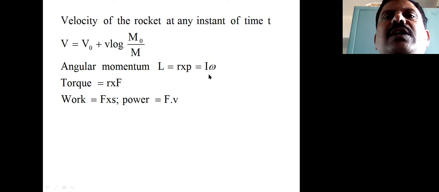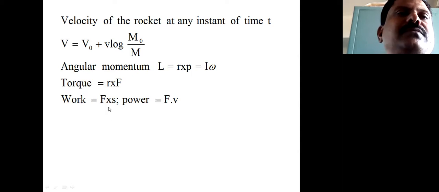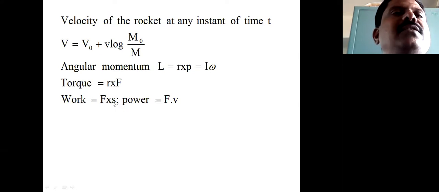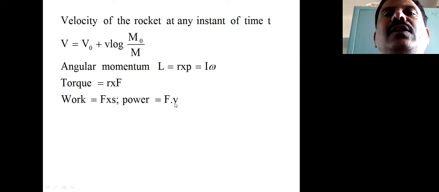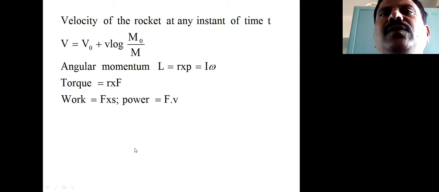which equals I omega, and torque equals r cross F. We also know that work equals F into s, which can also be written as work equals F s cos theta, and power equals F dot v. So these are the formulas that we have already covered in our syllabus.